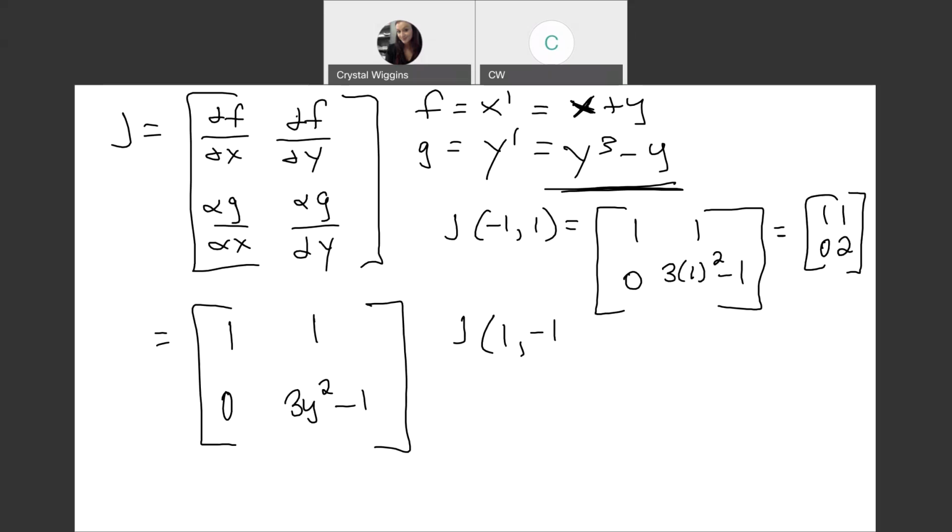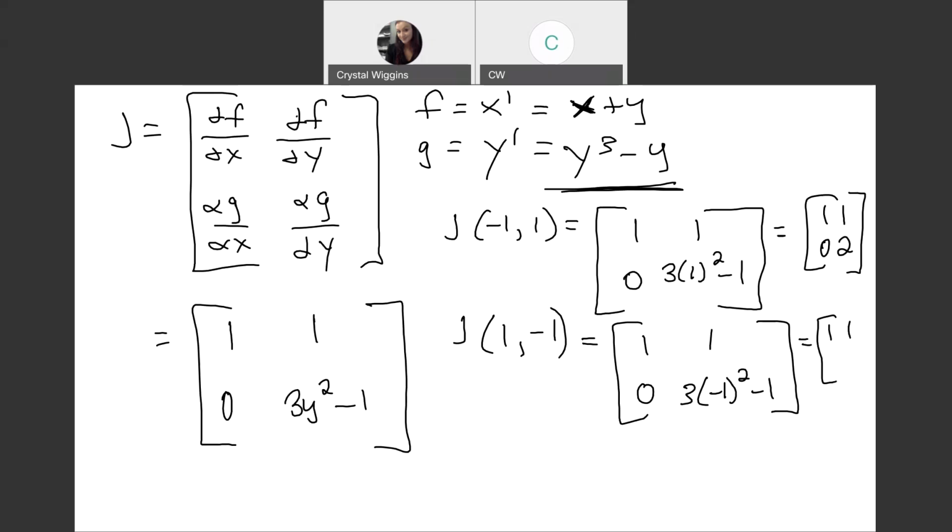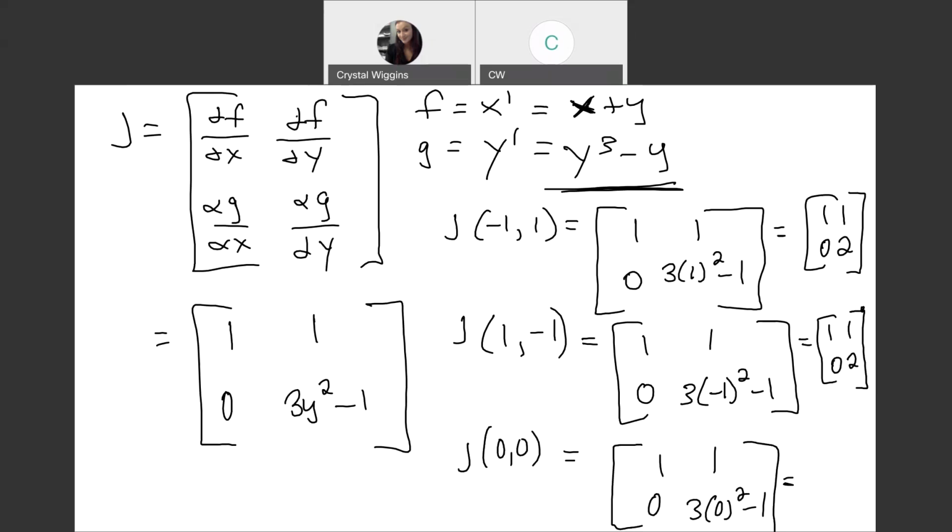So now I'll do the (1, -1). That gives us 1, 1, 0, 3 times -1 squared minus 1. Since the -1 squared is a positive one, no surprise, this Jacobian matrix produces the exact same matrix as the last one. And finally, we have the Jacobian of the origin (0, 0). When we substitute that in, we get 1, 1, 0, 3 times 0 squared minus 1, which gives us the matrix [1, 1; 0, -1].